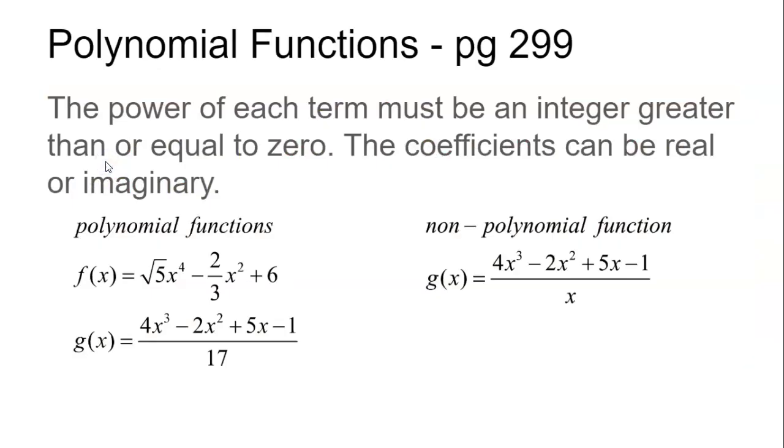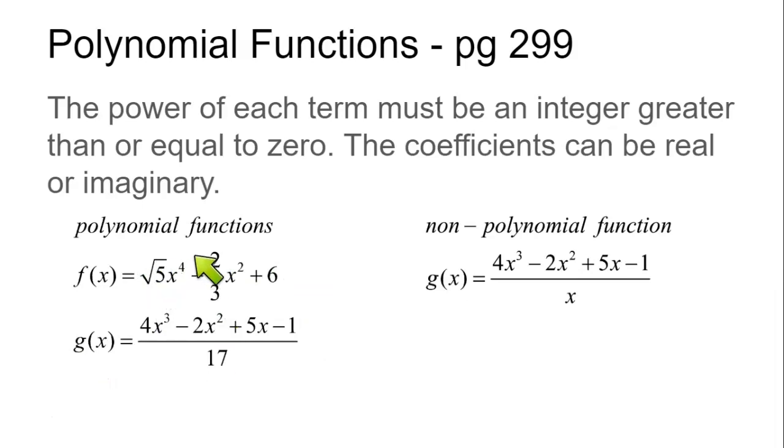And so still on page 299, these problems are not there. These are just examples of how we classify a function to be a polynomial function or not a polynomial function based on the definition. For a polynomial function, the power, which is the exponent, of each term must be an integer greater than or equal to 0. And the coefficients can be real or imaginary. And these two, f and g, are examples of polynomial functions.